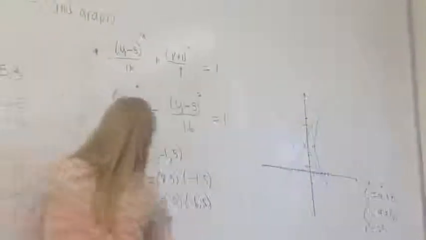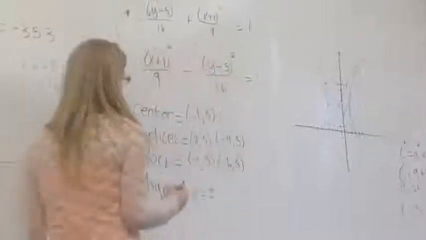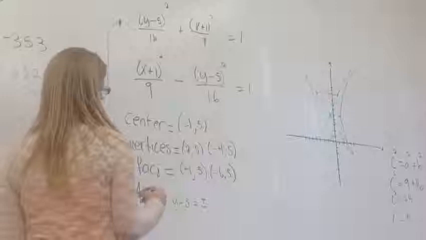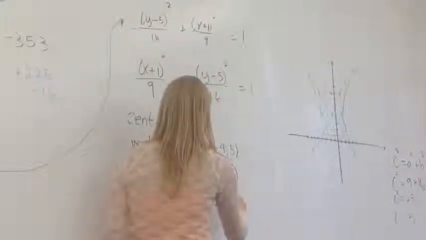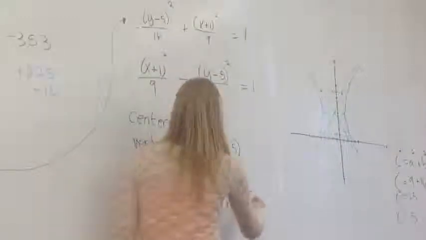And then asymptote. So y minus y1 equals plus or minus, what's my slope in this case? 4/3. Rise over run, y over x. There we go. And then x minus -1.